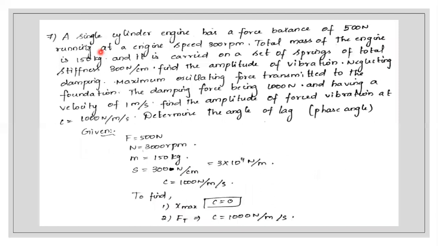So the next sum will be: a single cylinder engine has a force balance of 500 Newton. So force will be 500 Newton, running at an engine speed of 300 RPM.